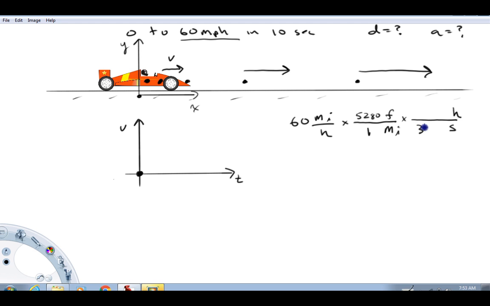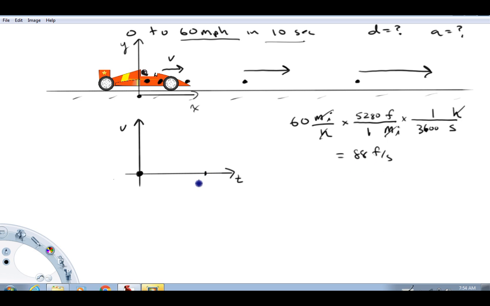And there's 3,600 seconds in 1 hour. So when we multiply this all out, the hours cancel, the miles cancel, the hours cancel, and we're left with feet per second. And we multiply this out, I get 88 feet per second. So getting back to our graph, after 10 seconds, the car is going 60 miles per hour, which is equal to 88 feet per second.